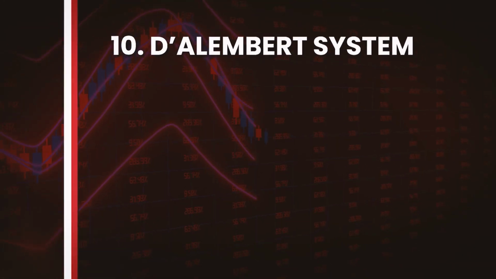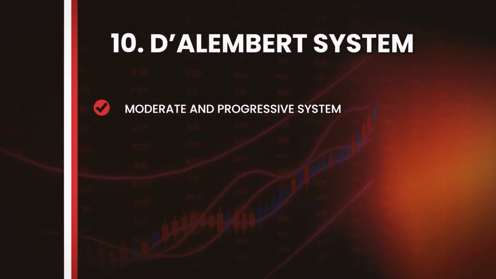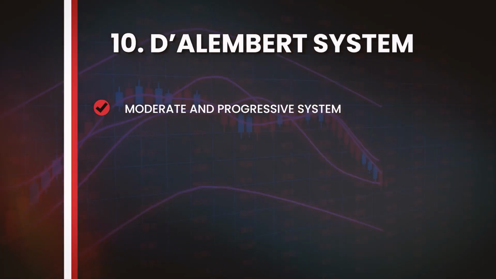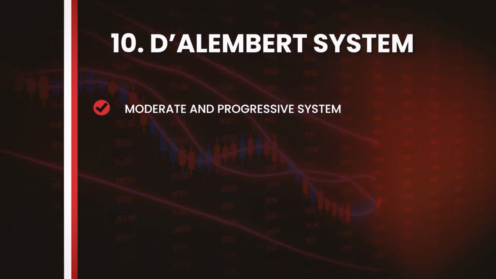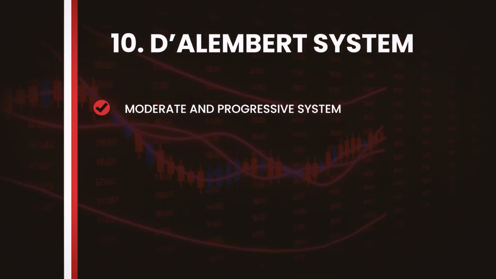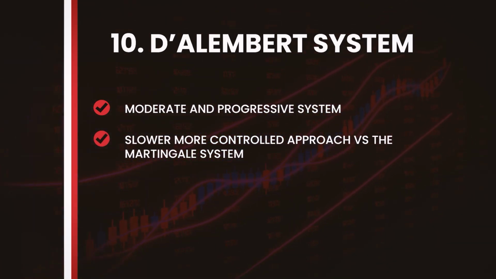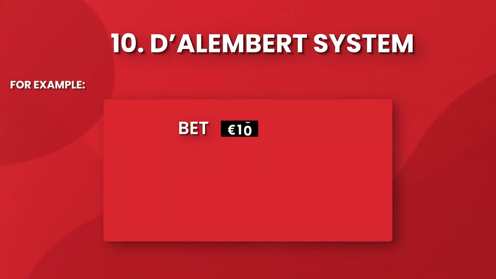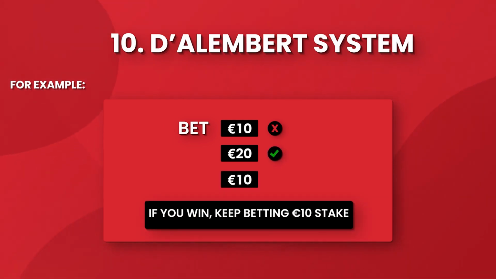And last at number 10 is the D'Alembert system. It is a moderate progression system where you increase your stake by 1 unit after a loss and decrease it by 1 unit after a win, but never lower than your original unit. This method is less risky than Martingale, but still vulnerable to extended losing runs. It suits conservative bettors who want a slower, more controlled staking approach. For example, if you start with €10 and lose, then you increase your stake to €20. If you win, then you continue betting with a €10 stake.